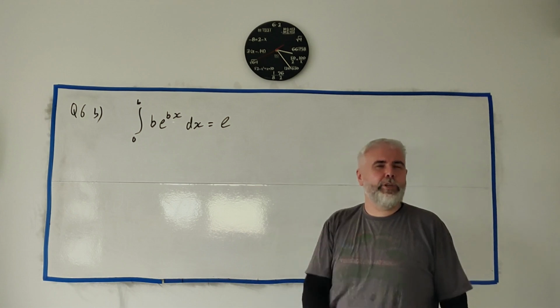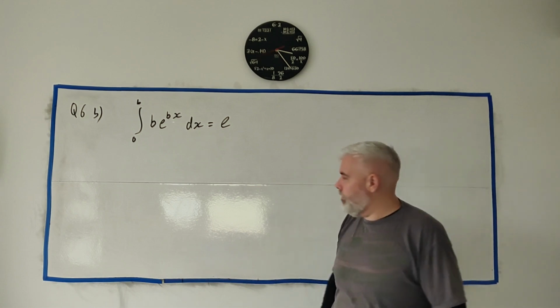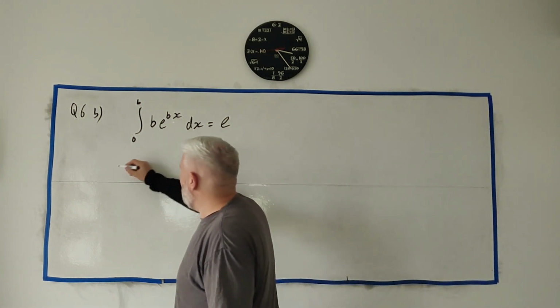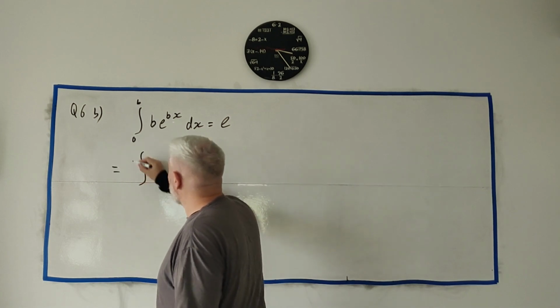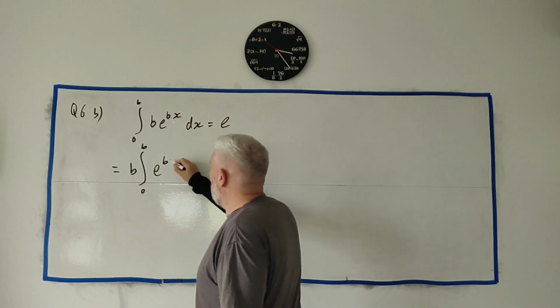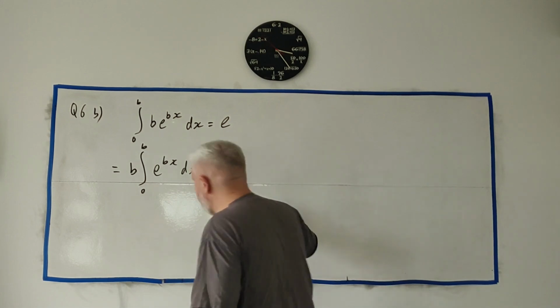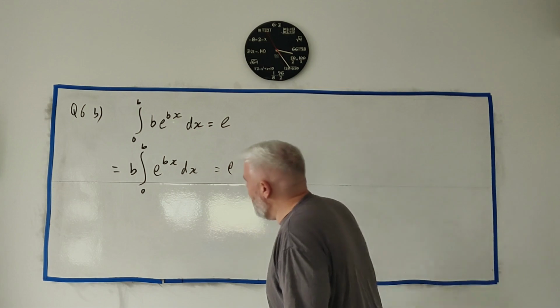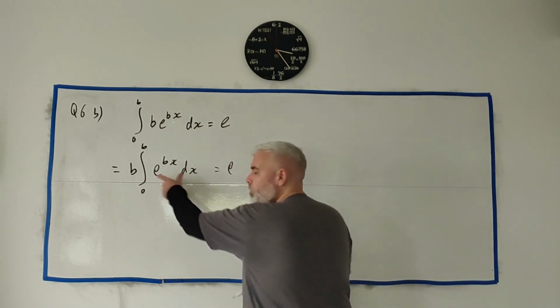They tell us it'll become more important later. It's a positive constant, but it's a constant. So that means I can write this integral again with b outside it, and all that's inside is e to the power of bx dx. We know this equals e. The thing is, I know how to integrate.